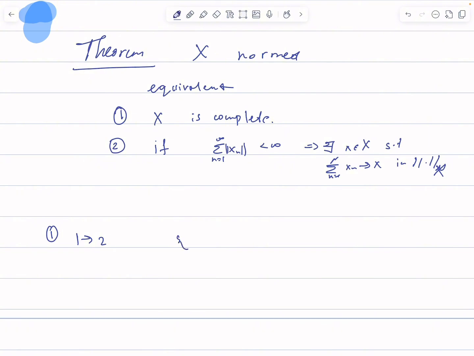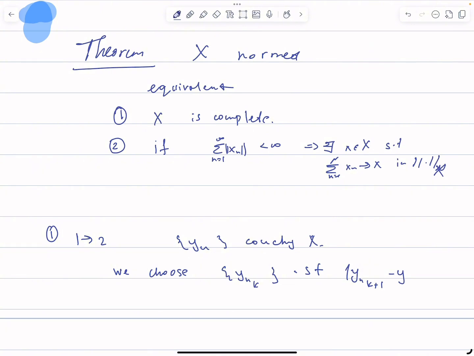Okay, let's say that yn is Cauchy in X. We choose a subsequence ynk such that the norm of ynk+1 minus ynk is less than or equal to 1 over 2^k. Why can we do it? Because Cauchy means that for all epsilon, we can find such a subsequence that this inequality is correct.